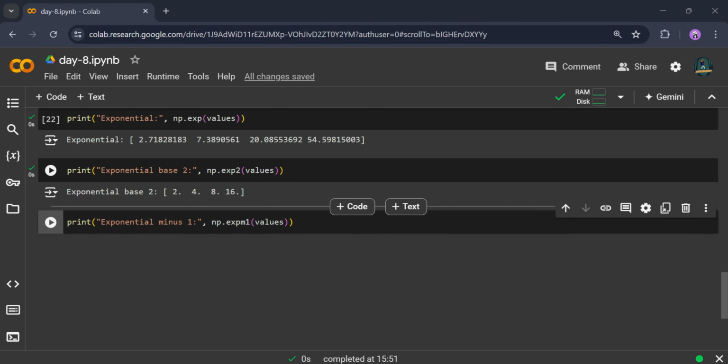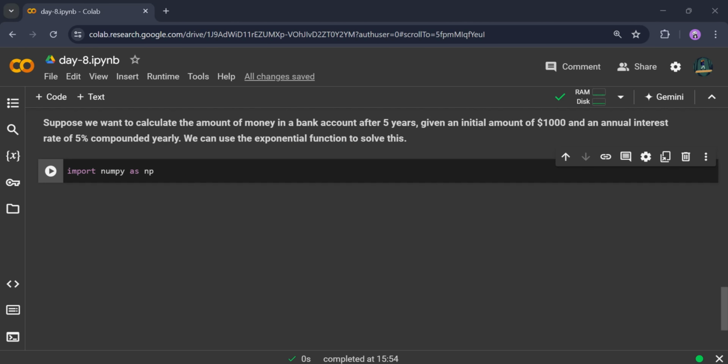Lastly, we will calculate the exponential function minus 1. This function is useful for numerical stability in some computations. Here, np.expm1 of values calculates e to the power x minus 1 for each value present in the array. Let's run this.